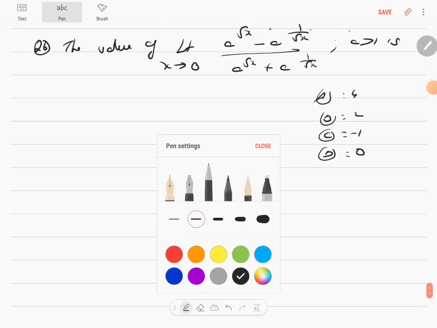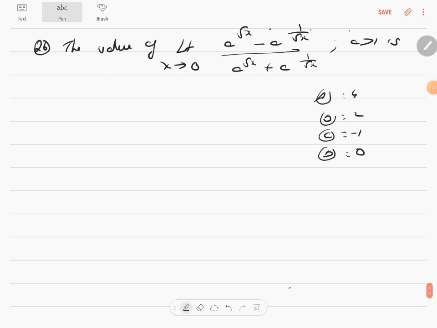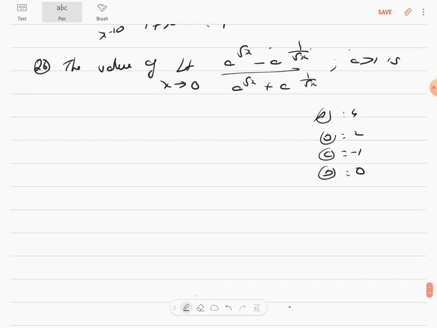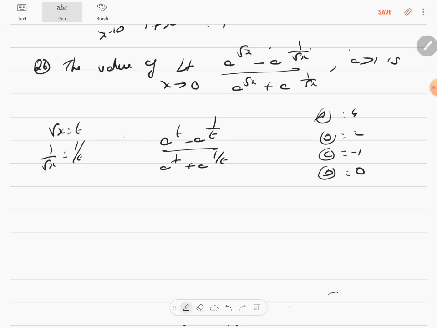Okay, so here if you see, it's a to the power root x minus a to the power 1 by root x by a to the power root x plus a to the power 1 by root x. X is tending to 0. So if you put root x as t, if x is tending to 0, 1 by root x will tend to infinity, so it will become 1 by t. So can we change this question to a to the power t minus a to the power 1 by t by a to the power t plus a to the power 1 by t, and again limit x tending to 0 means t is also tending to 0 only.